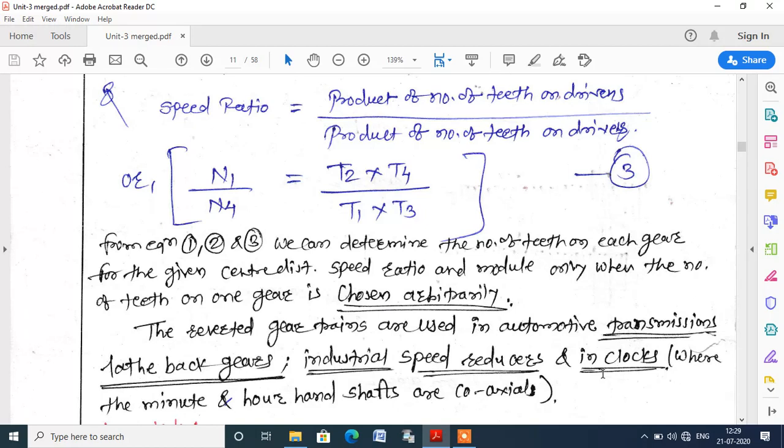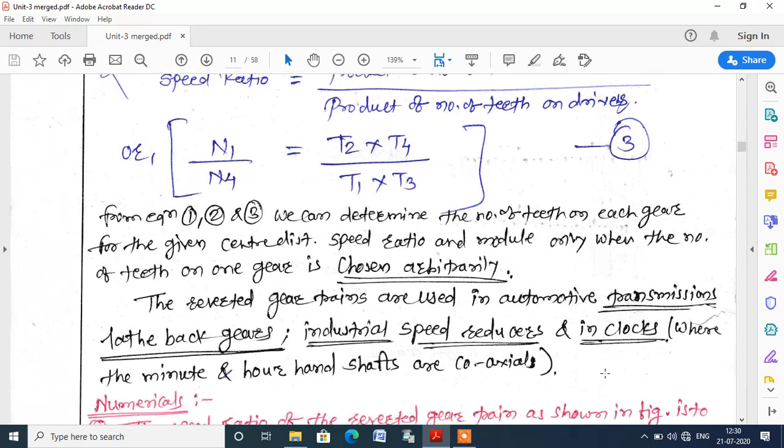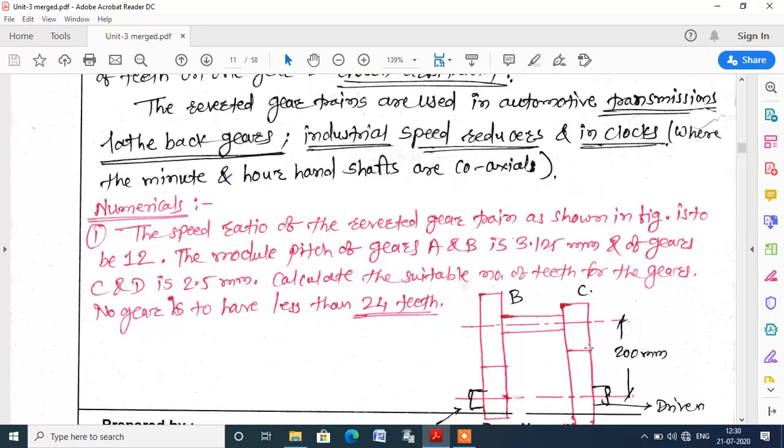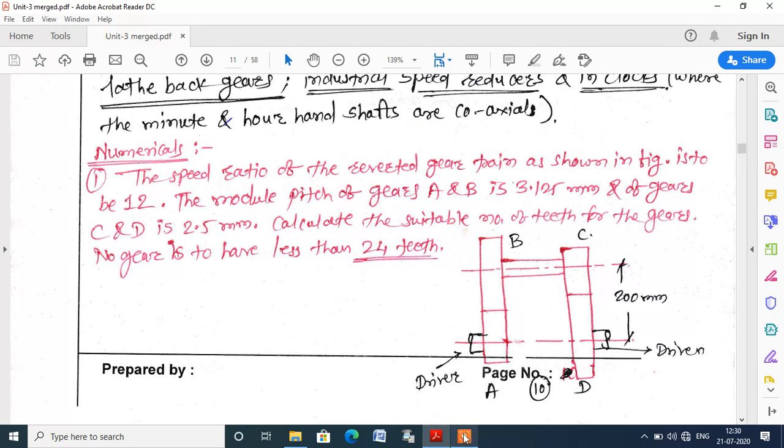These gear trains are used in automotive transmissions, back gears, industrial speed reducers and in clocks, where the minute and hour shafts are coaxial. Now we will see the numerical on this gear train, that is the reverted gear train. It is a very interesting numerical. So this we will see in the next class.